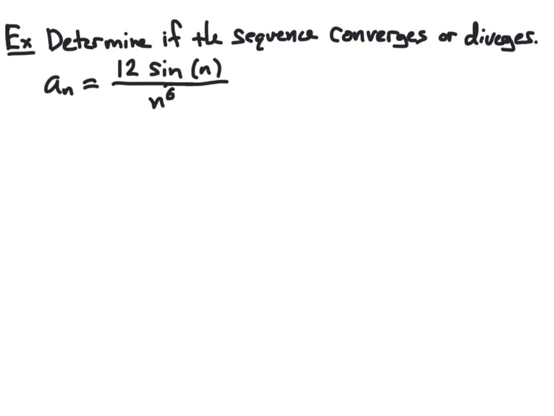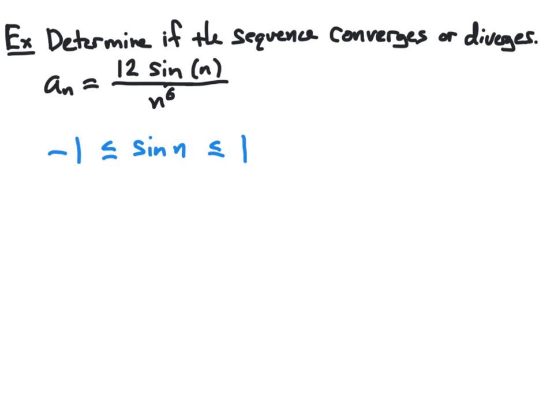In this example, we want to determine if the sequence whose general term is given by the formula 12 sine of n all over n to the 6th converges or diverges. When we look at the term of this sequence, the first thing that jumps out at us is that we have a sine of n in this expression. We know that sine of n is always bounded between negative 1 and 1 for any value of n. This is a standard property of trig functions. And we can use this as our starting point in order to use the Squeeze Theorem to verify our limit.